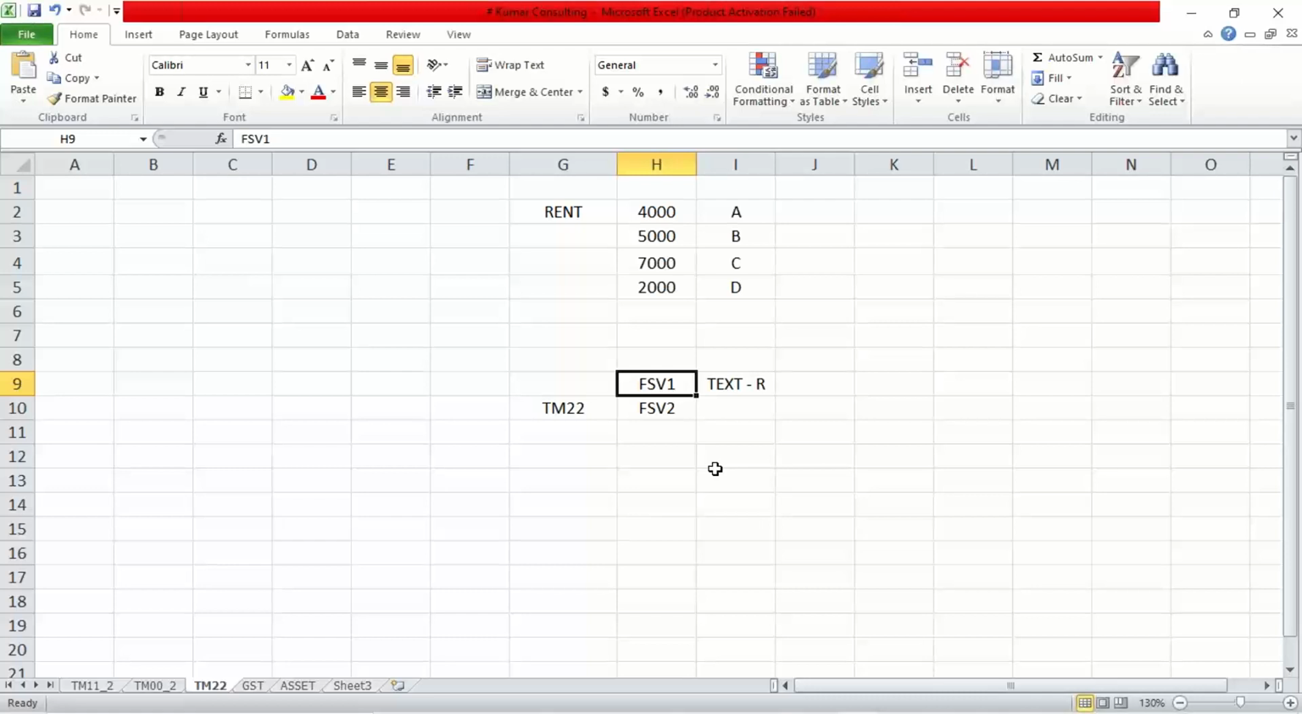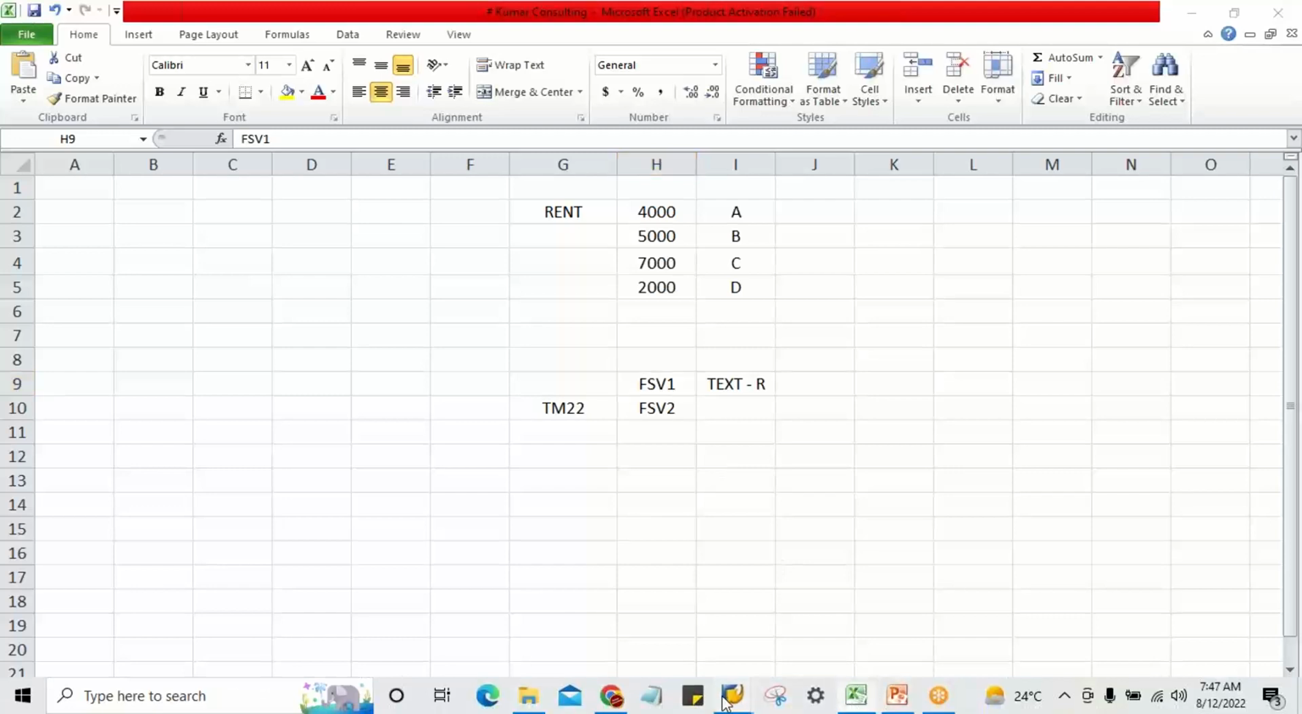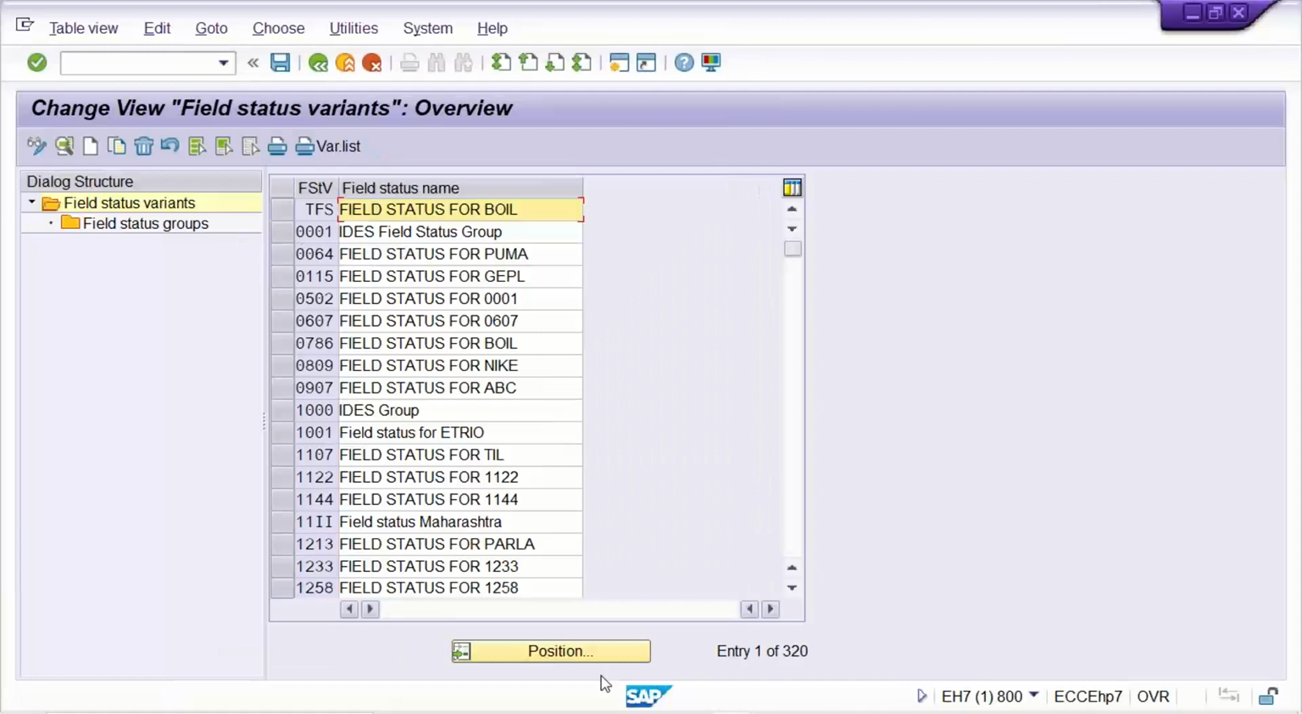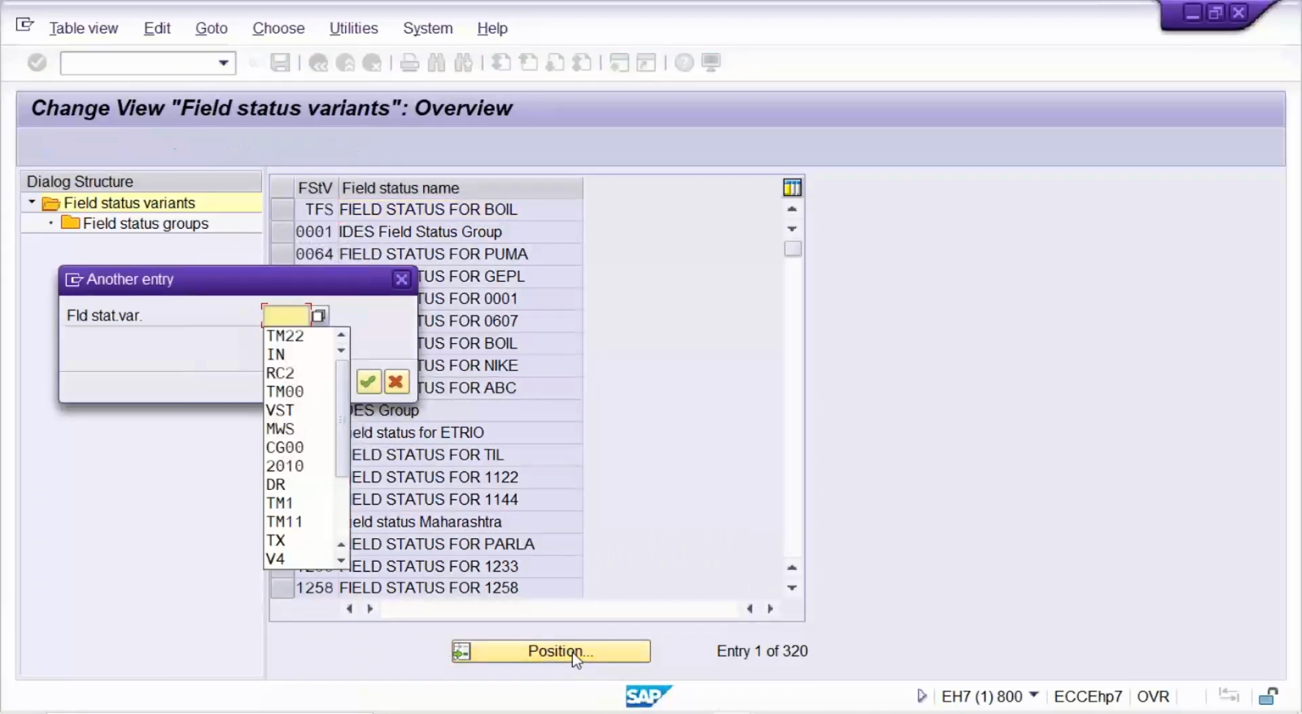What is the use of that? And why are multiple field status groups given by SAP? Within the field status variant, it's the field status group itself which is going to control the fields. Why? Because of the number of fields you have seen, like optional, required, display. Here I have not shown, so I'll just do one thing. Go to OBC4. Okay, I've shown that, right? I've shown here.